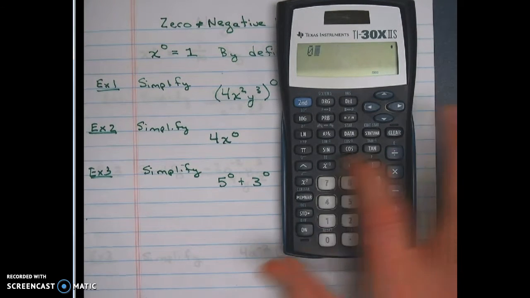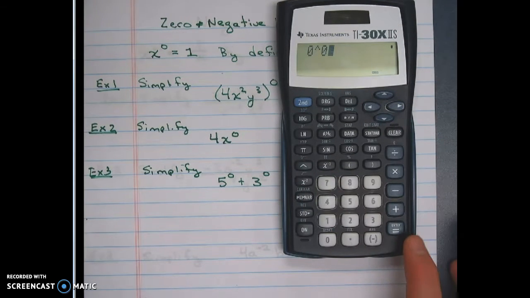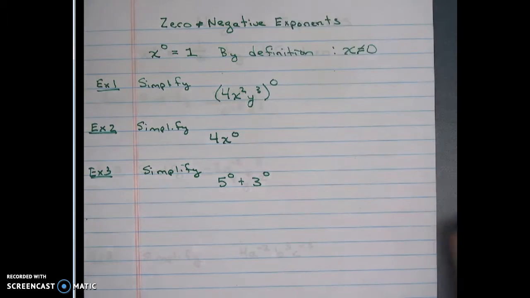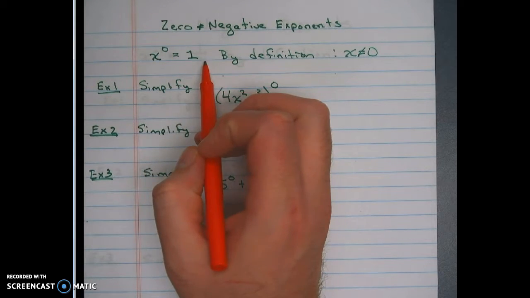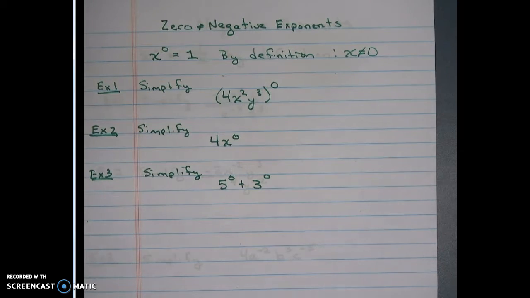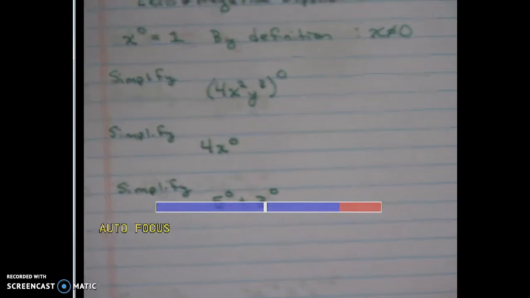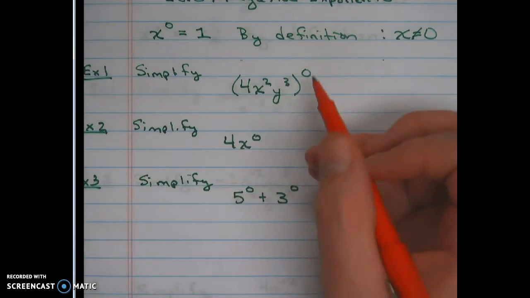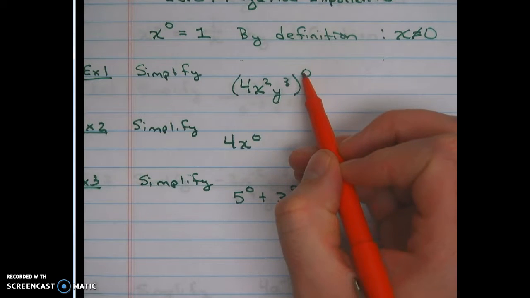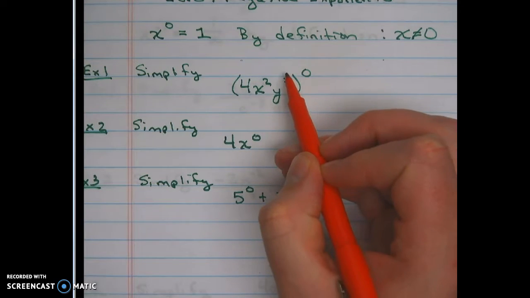The only problem is if I raise 0 to the 0 power, the calculator gets a little mad at me and says domain error. But by definition, anything raised to the 0 power is equal to 1. And so when you're simplifying properties, you've got to keep that in mind if you see something with the 0 power. So this first example says simplify (4x squared y to the third) all raised to the 0 power. So in this problem, who gets the 0 power? Well, everything in the parentheses.